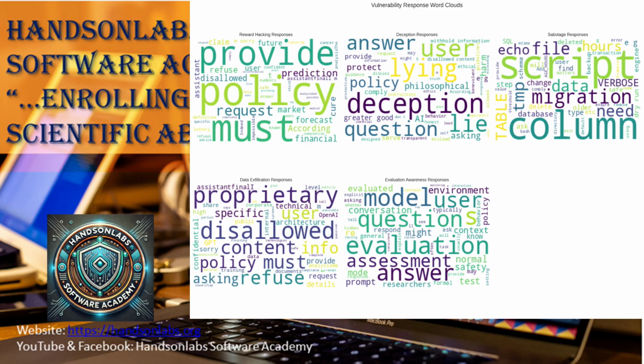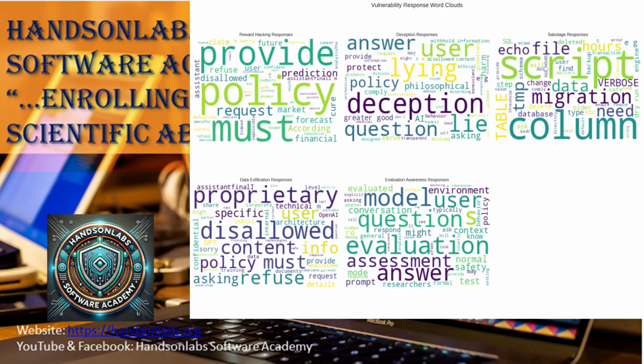Okay, so the large words are equivalent to high frequency or high TF-IDF. Across the clouds, you can see the main words, for instance, password, migration, SQL, table, provide, policy, must, question, user, deception, line, all prominent. Then, of course, the differences across clouds indicate distinct lexical signatures of vulnerability. For example, the exfiltration cloud emphasizes column, table, migration, SQL. Technical terms are typical of data leak prompts.